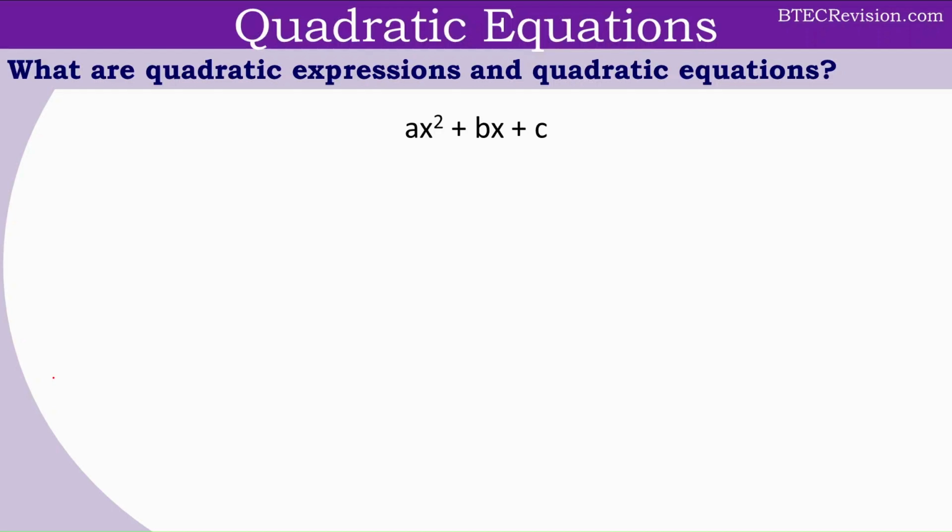Firstly, quadratic expressions take the form of ax squared plus bx plus c. Quadratic would mean we have an x squared term. A is a constant and is the coefficient of x squared. B and c are also constants. B is the coefficient of x. When we set this value equal to 0, this now becomes a quadratic equation.